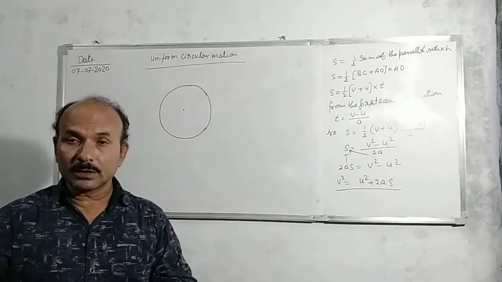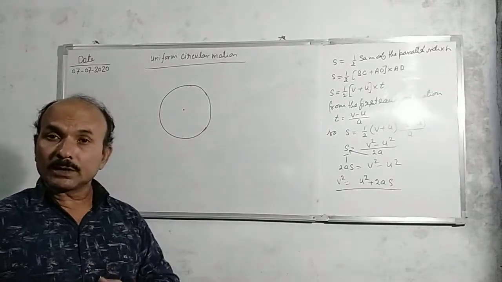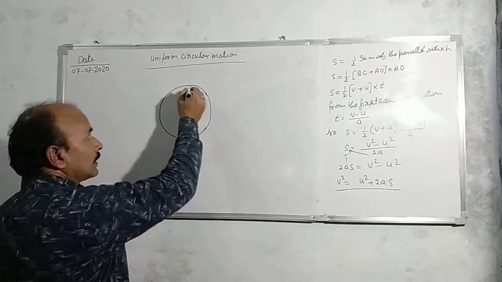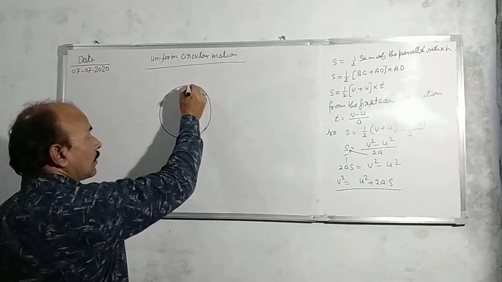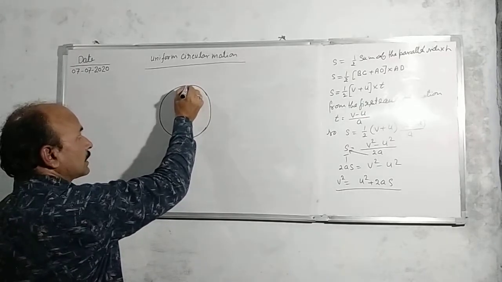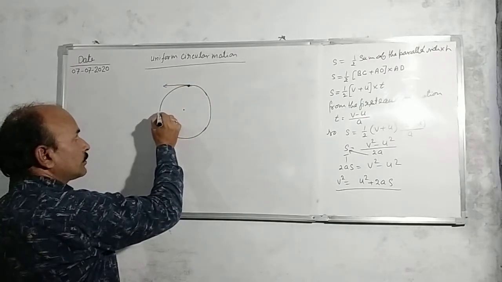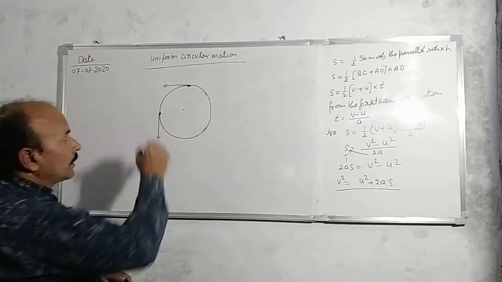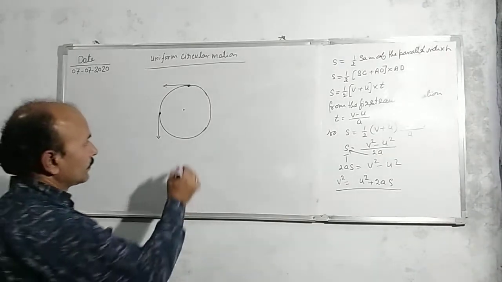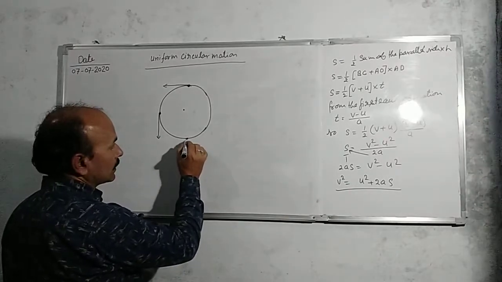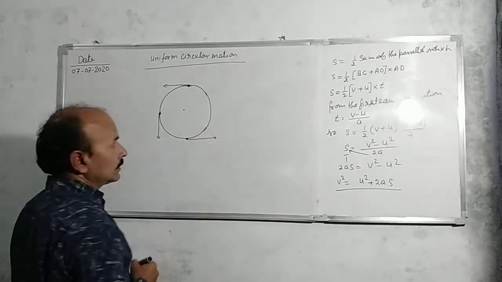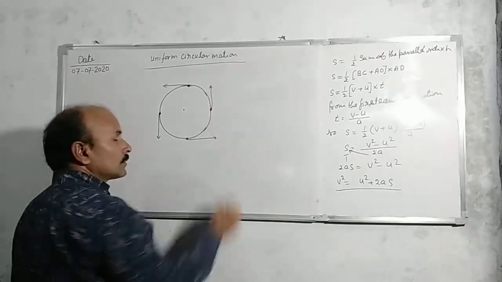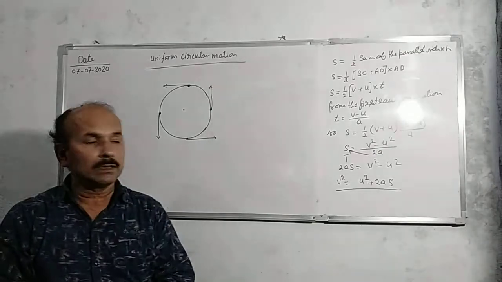then its speed is constant. When the object is moving in a circular path, you can watch that when the object is displaced, its direction of moving is in this way. At this point, the direction of the object is this way, and at this position, the direction is that way. So when an object is moving in a circular path, every moment its direction changes.